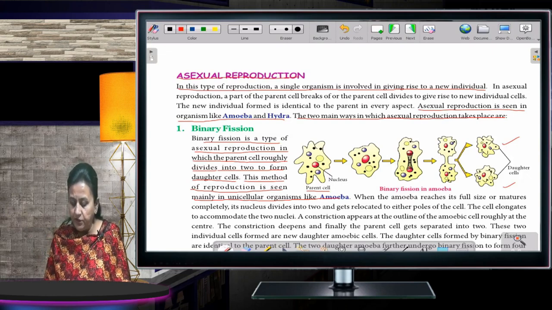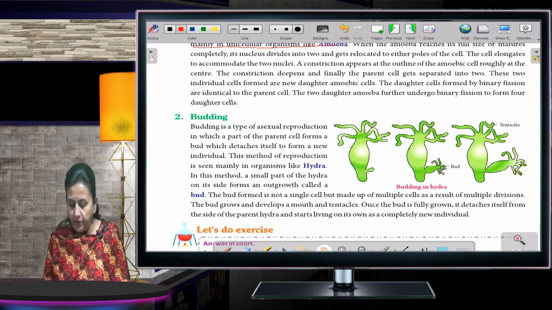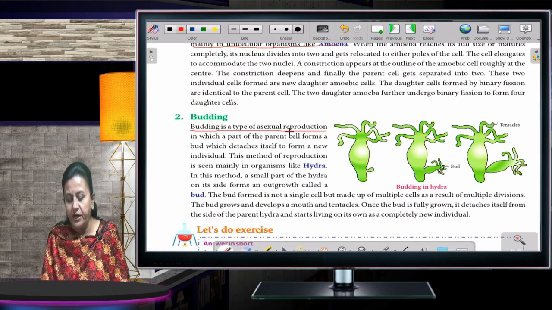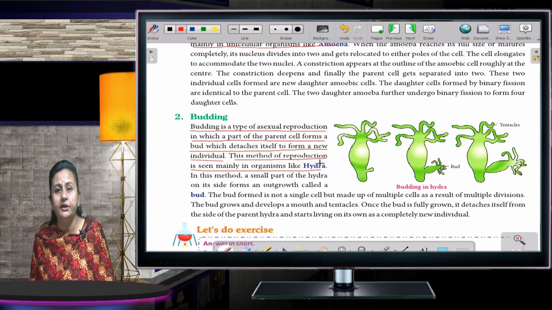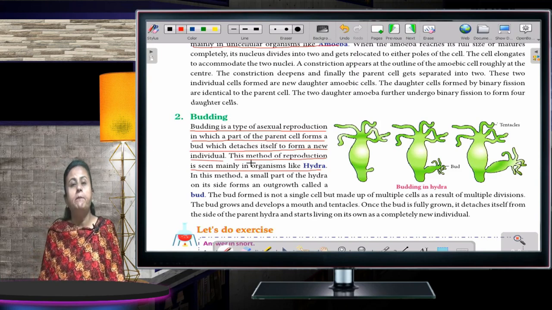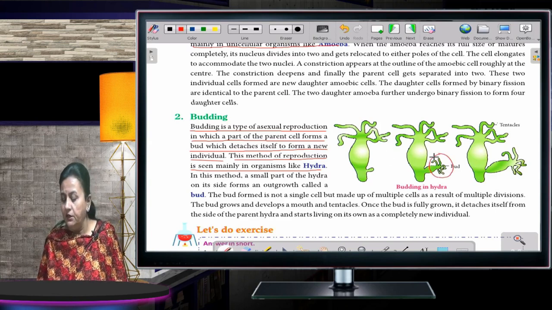Okay, now moving to the next one, budding. Now what happens in budding? Budding is a type of asexual reproduction in which a part of the parent forms a bud which detaches itself to form a new individual. This method of reproduction is mainly seen in organisms like hydra. So it's a very beautiful example over here, the hydra. What happens over here? The parent starts forming a bud. Here you can see the bud is formed. This is a hydra and the bud is formed, and what happens after that?